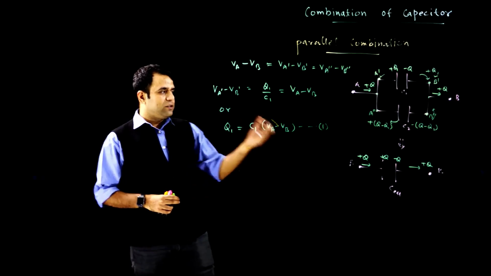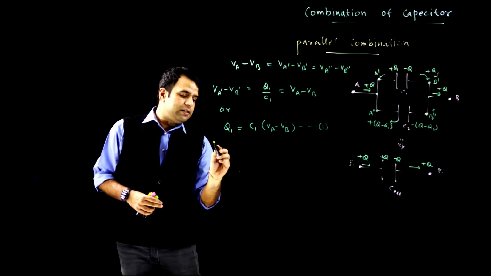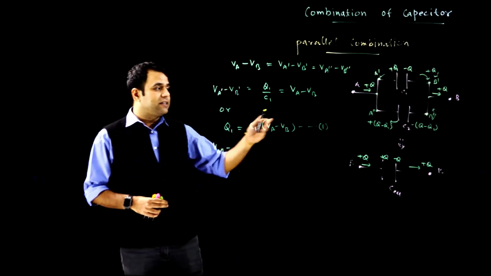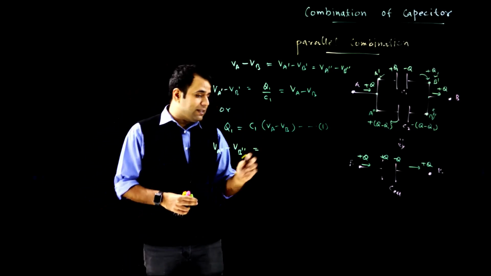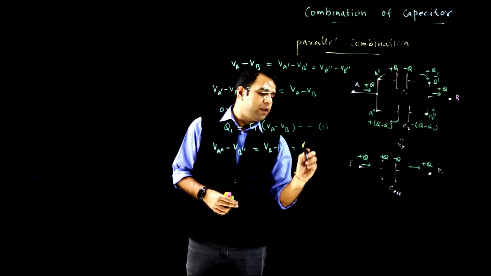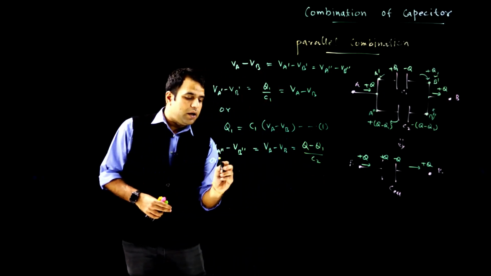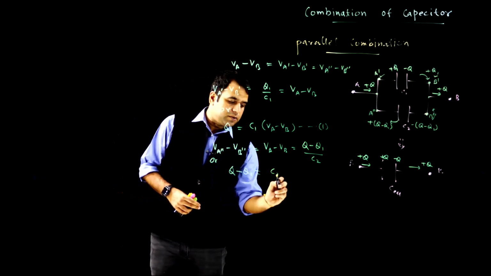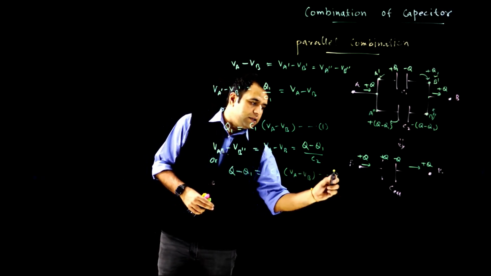Now let's go for the C2 capacitor. For the C2 capacitor, I'll calculate the potential difference across it, which is VA double dash minus VB double dash, which is nothing but VA minus VB, and the value will be Q minus Q1 upon C2. Or this will become Q minus Q1 is equal to C2 times VA minus VB. This is equation 2.